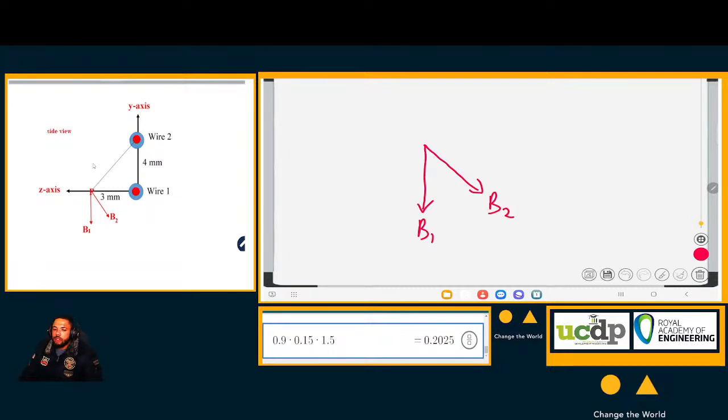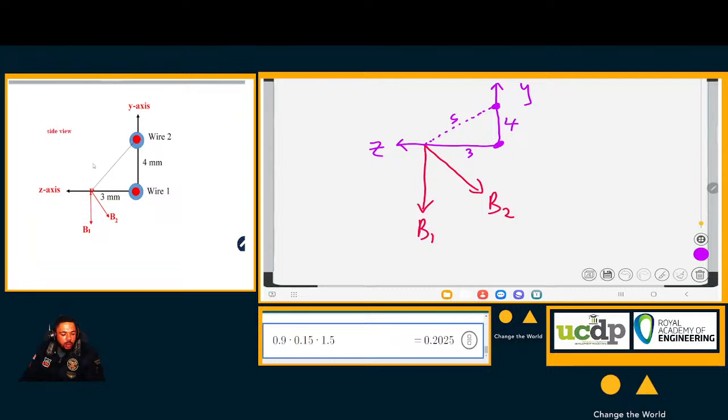Now, what is this angle? Let me just redraw this one. This is the axis, this is the x, and that's y, that's z. So this angle here, if we were to make a triangle, that's one wire and that's the other wire. Using these lengths, 3 millimeters and 4 millimeters, we can establish that this is 5 millimeters. So we can calculate this angle.